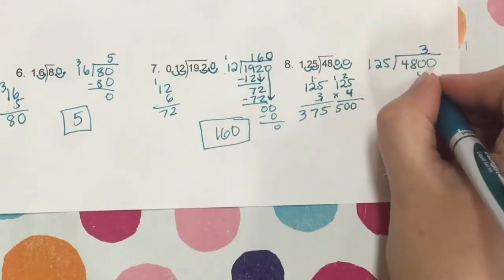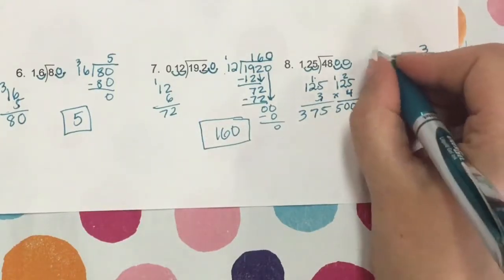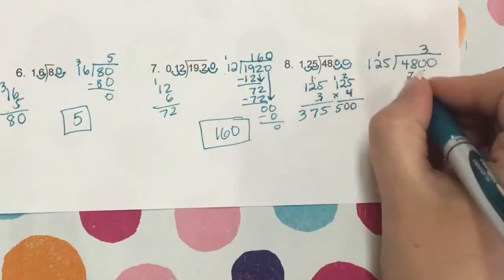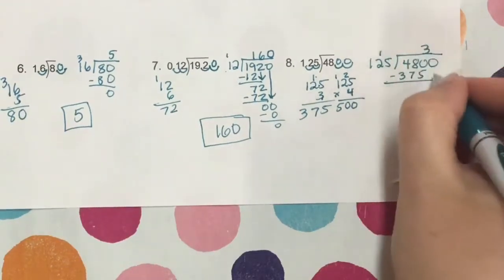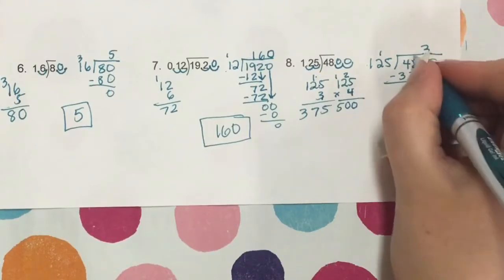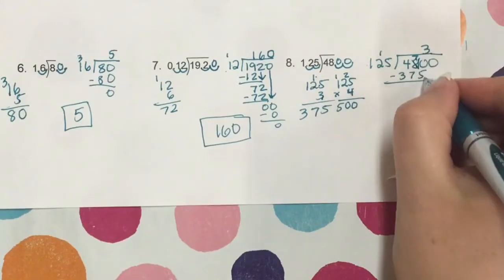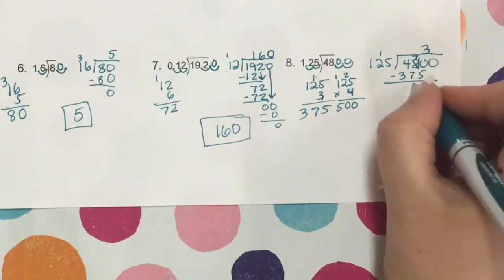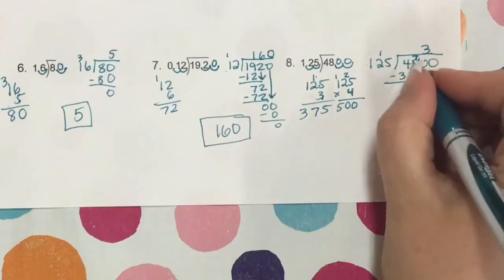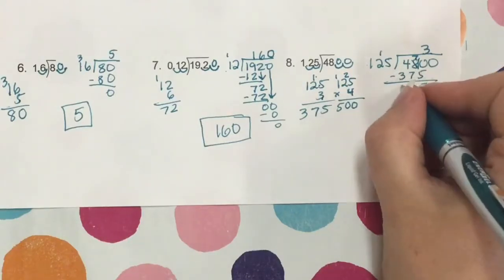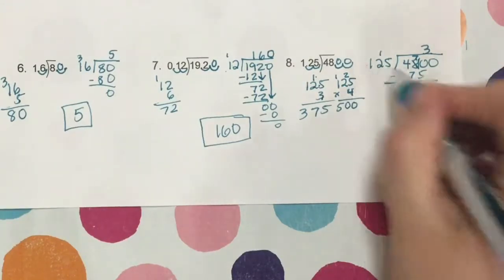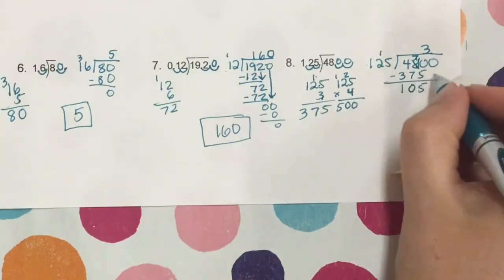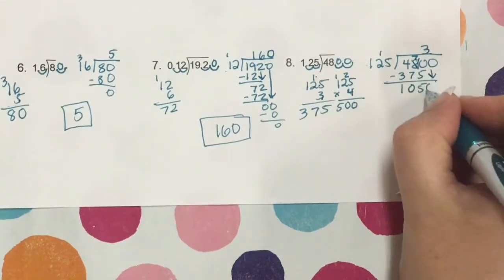3 times 5 is 15. 3 times 2 is 6, plus 1 is 7. 3 times 1 is 3. Then we subtract. We have to borrow. That becomes a 7. 10 take away 5 is 5. 7 take away 7 is 0. And 4 take away 3 is 1. And 105 is less than 125, so we know that we did that correctly. So now we need to drop this 0.